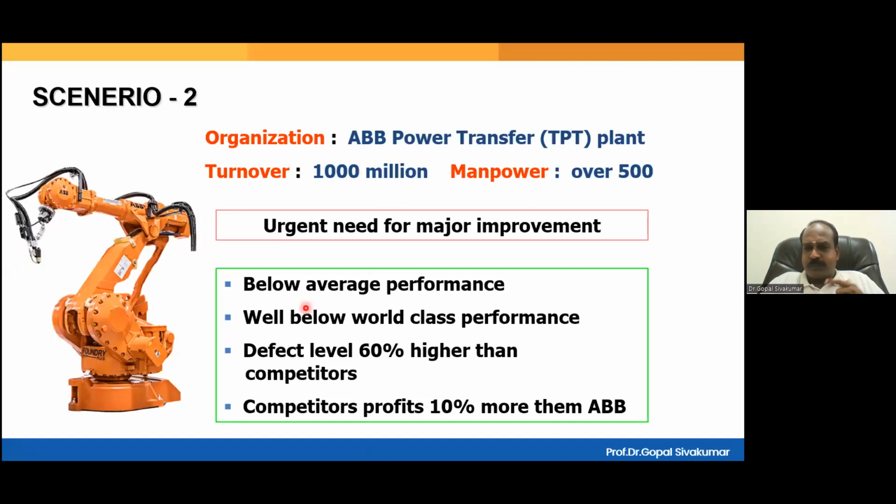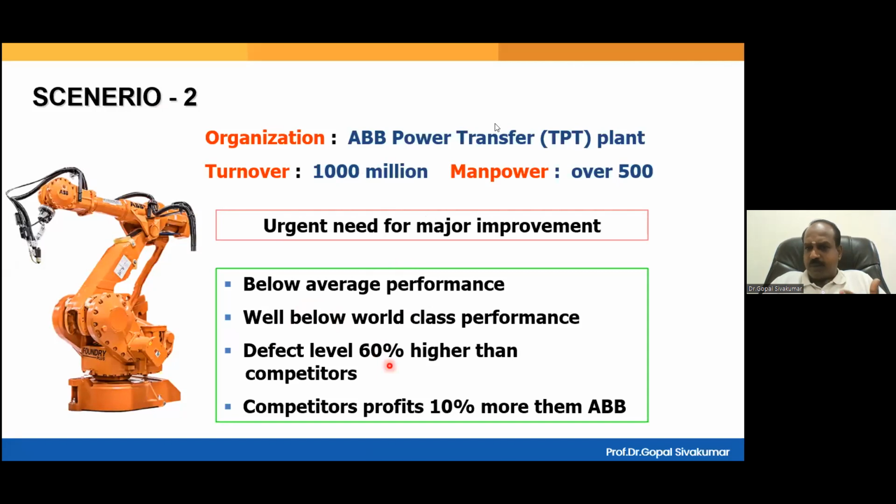Their performance is below average. They are well below the world-class performance. Their defect levels are 60% higher in comparison to the competitors. Their profit levels are low compared to the competitor. See here, last statement: your competitor is making 10% more profit.